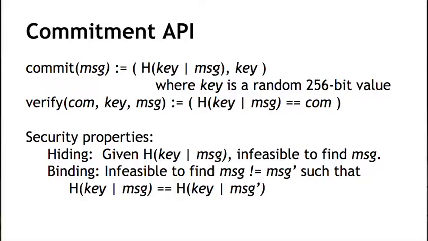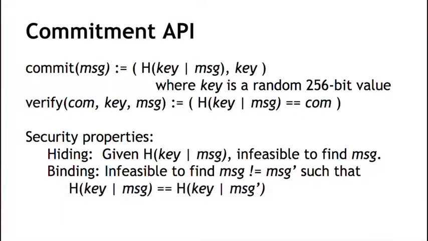So now the security properties. If we go down to the security properties that were at the bottom of the previous slide, and we just plug in the definitions of how we're going to implement this, that is, this used to say COM, given COM, infeasible to find message, we just plug in what COM is. COM is the hash of key concatenated with message. And similarly down here, this is what happens when we take what was written there before and plug in the definition of verify and COM. Okay, so now what these properties become, the first one is given H of key concatenated with message, it's infeasible to find message. Well, it turns out that that's exactly the hiding property that we talked about before.